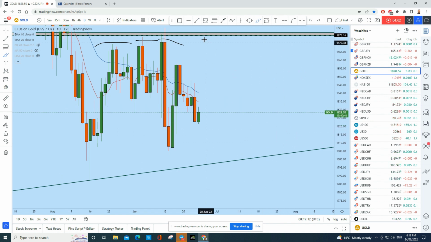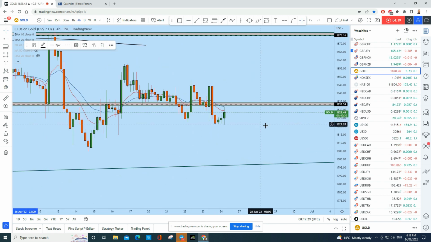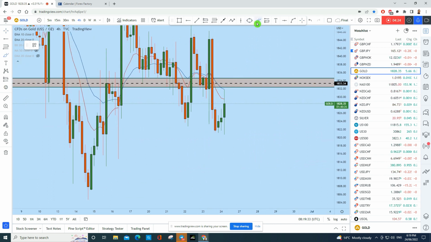Now at this point let's find out a possible resistance for gold for a possible shorting opportunity. If we zone out this level, then this could be a possible shorting opportunity for gold based on price action. Now if you go to the intraday or 4 hour, we see that there is a 20 period moving average on the 4 hour time frame, and this is where we can see that possible shorting zone.